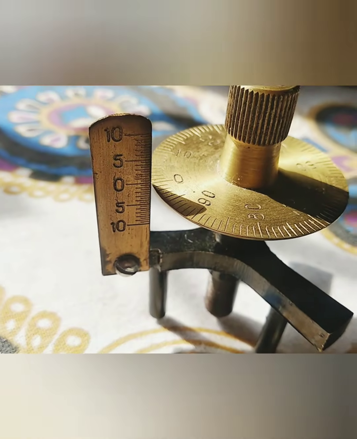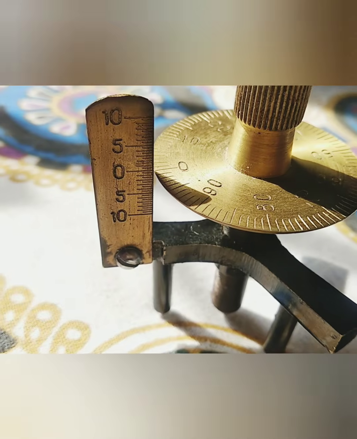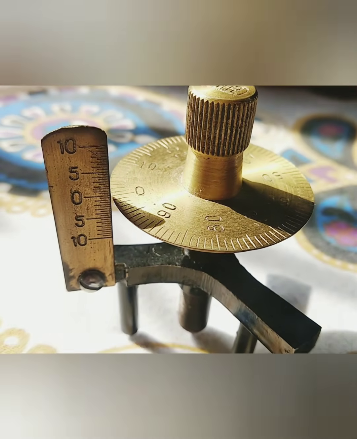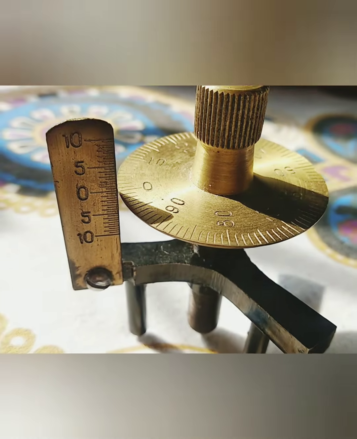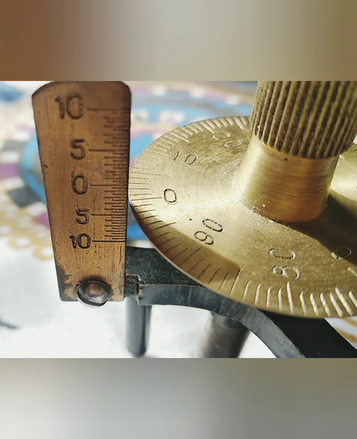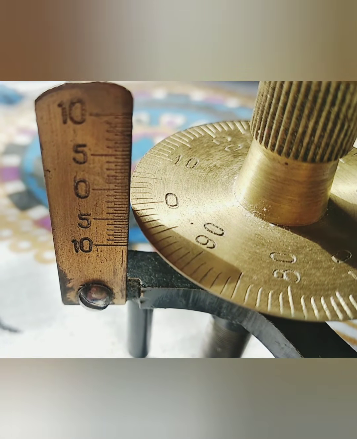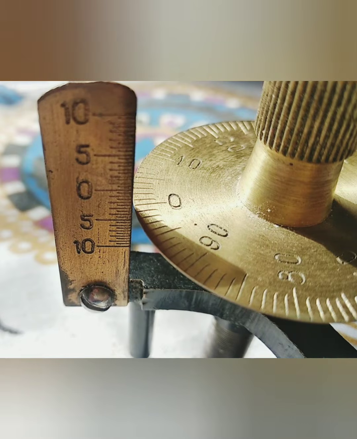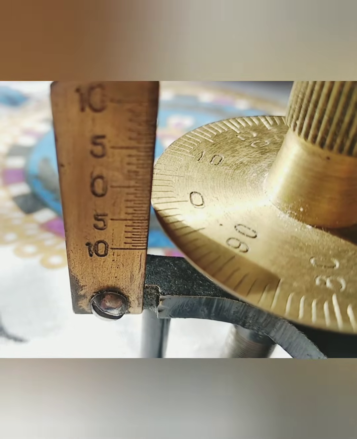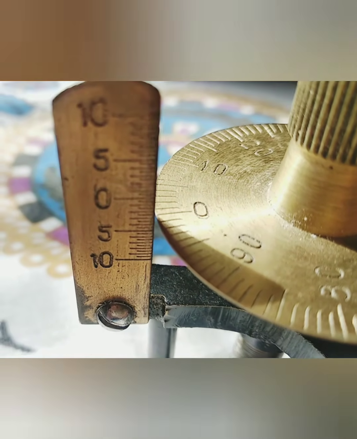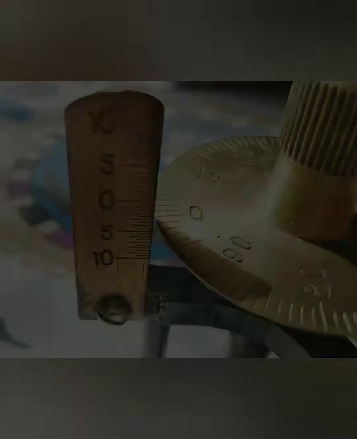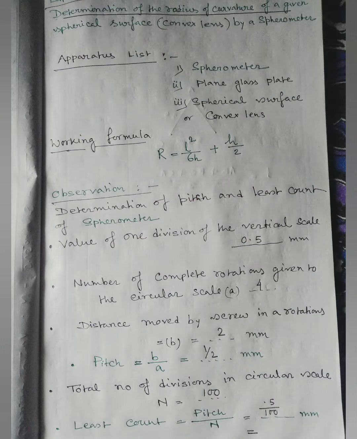After that, we will find the change in the vertical scale. That change will be noted down to find out the pitch of the spherometer. After 4 complete rotations of the circular scale, at the end of the rotations we can see the vertical scale has deviated. It is not the same. The deviation is 4 divisions, and 4 divisions means 2 millimeters on the linear scale.